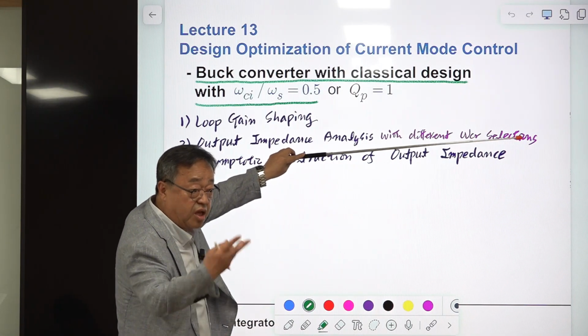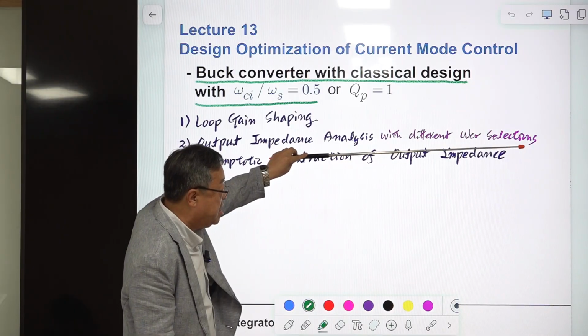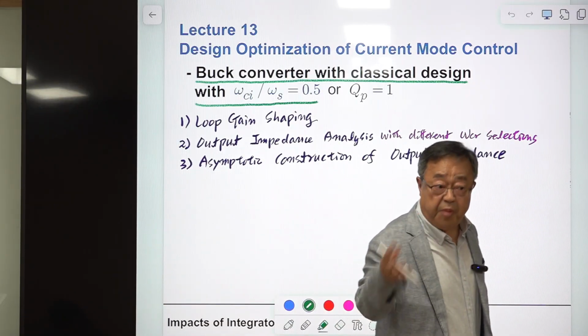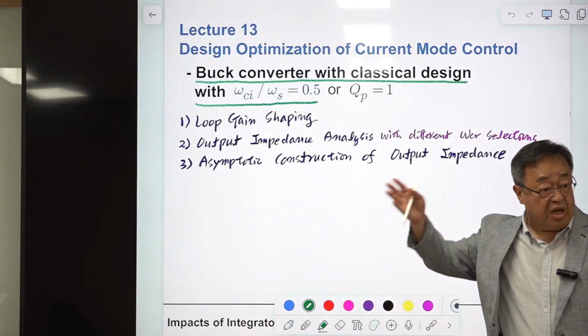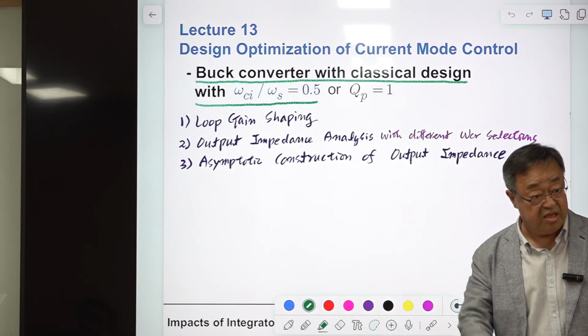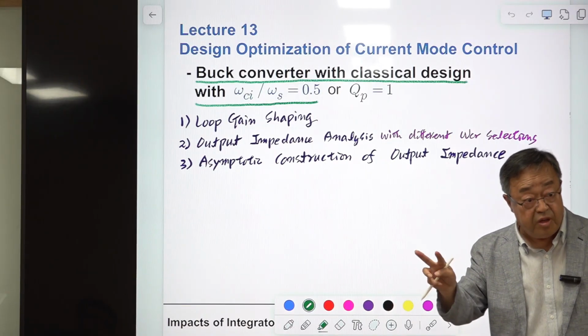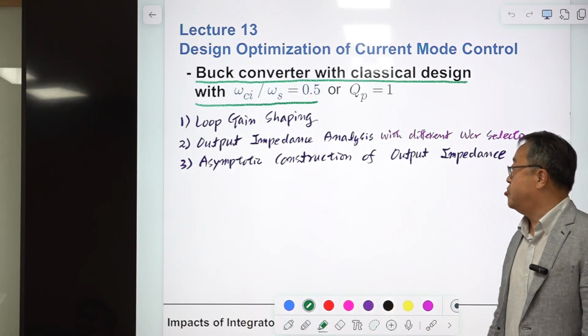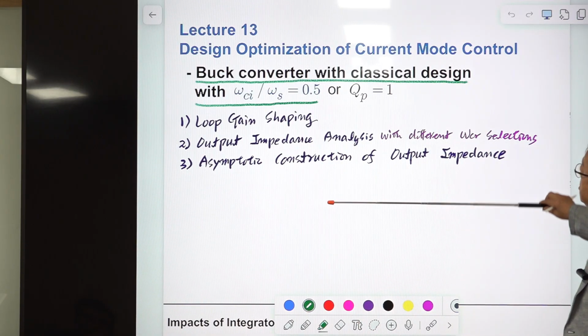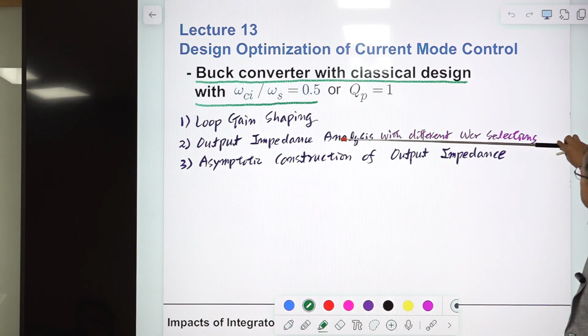So how do we select the optimal value of omega CR? There is no optimal in the world. If you optimize one thing, the other thing will have to pay some price. That is a design trade-off. So I'd like to provide you information about the design trade-off by the selection of loop gain crossover frequency.